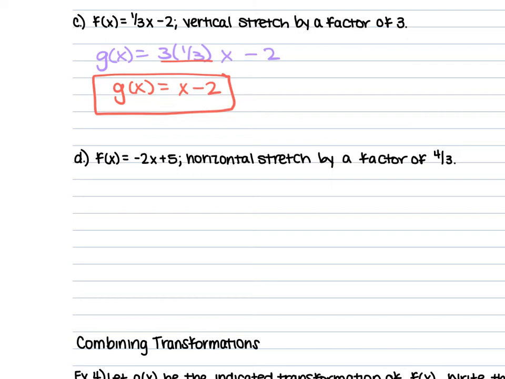So now we're adding a horizontal stretch by a factor of 4/3. A horizontal stretch means that we're taking the reciprocal of the 4/3. So this is going to turn into 3/4. And then we're going to put that with the x around parentheses. So we're going to have g of x is equal to negative 2 times 3/4 x plus 5. And then the 3/4 x is going to be in parentheses, so that way we can determine that that is a horizontal stretch.